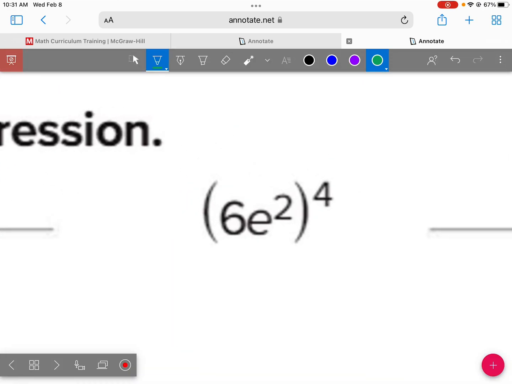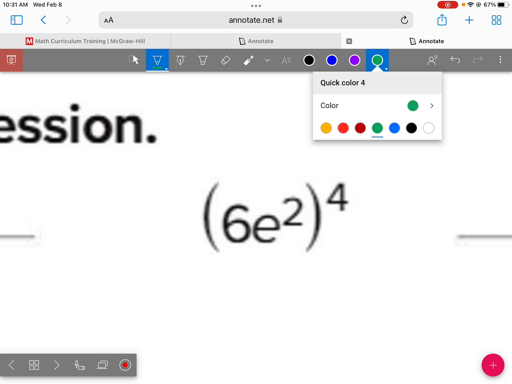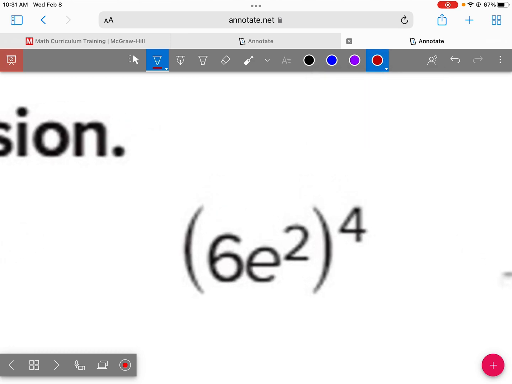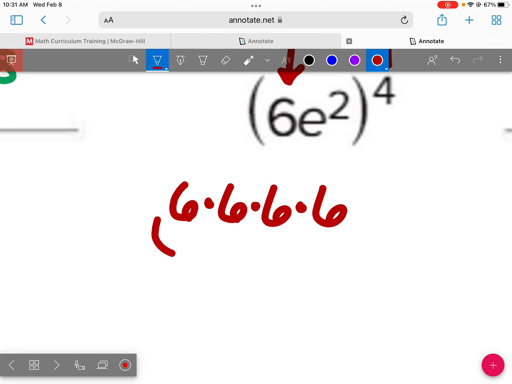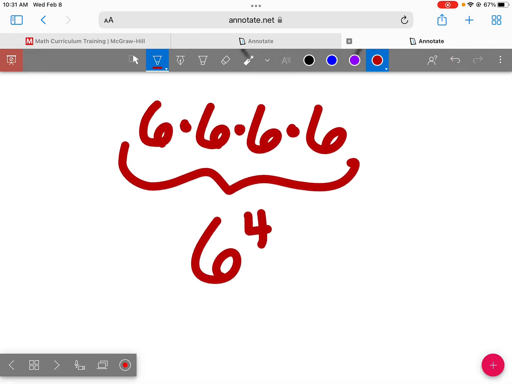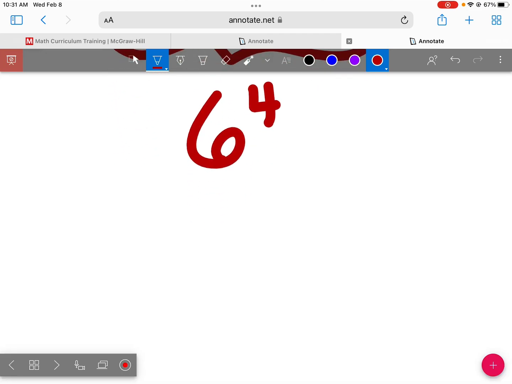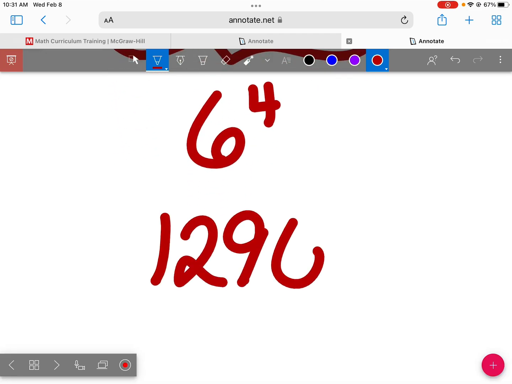All right, middle one. What's going on here? Everything inside the parentheses is being taken to the 4th power. So I have 6 times itself 4 times, which is the same as what? 6 to the 4th power. And you evaluated that to get what? 1296.